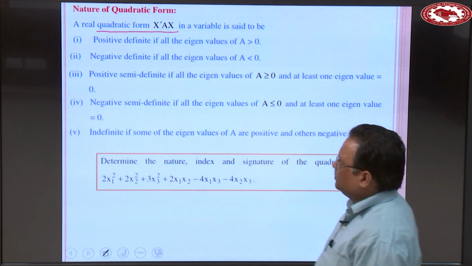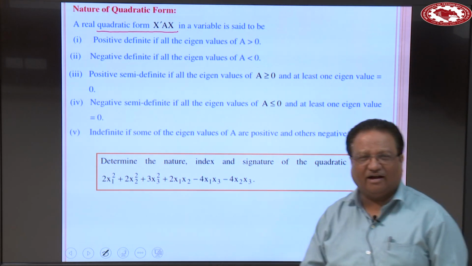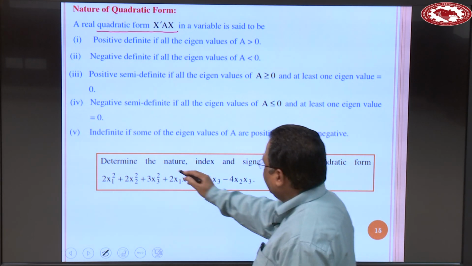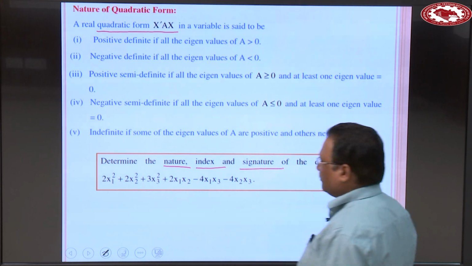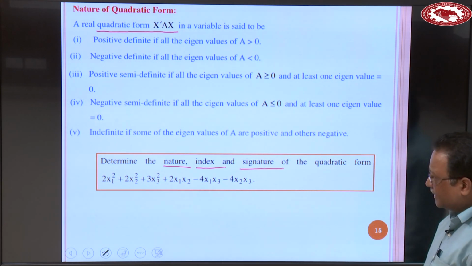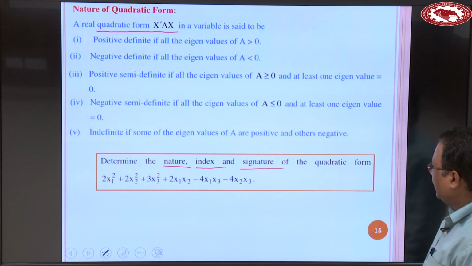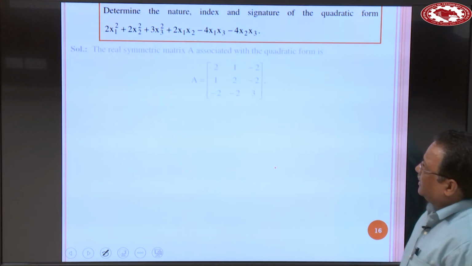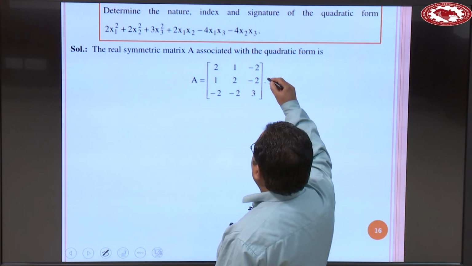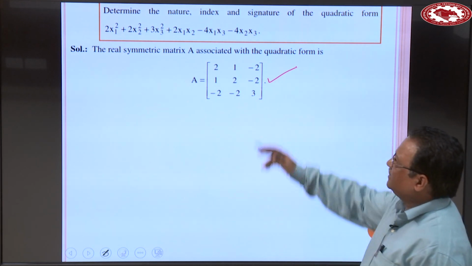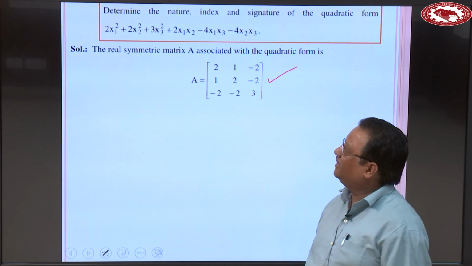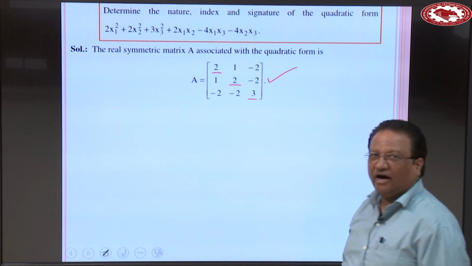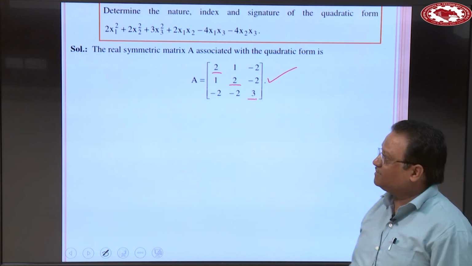Okay. So based upon these fundamental ideas regarding the nature of a quadratic form, determine the nature, index and signature of the quadratic form. This one is the last question. Okay. The real symmetric matrix A associated with the quadratic form is this. So by using this quadratic form, you can write the matrix A. Okay. So 2, 2, 3, 2, 2, 3 and like this. Write all other elements, all other members of this matrix A.